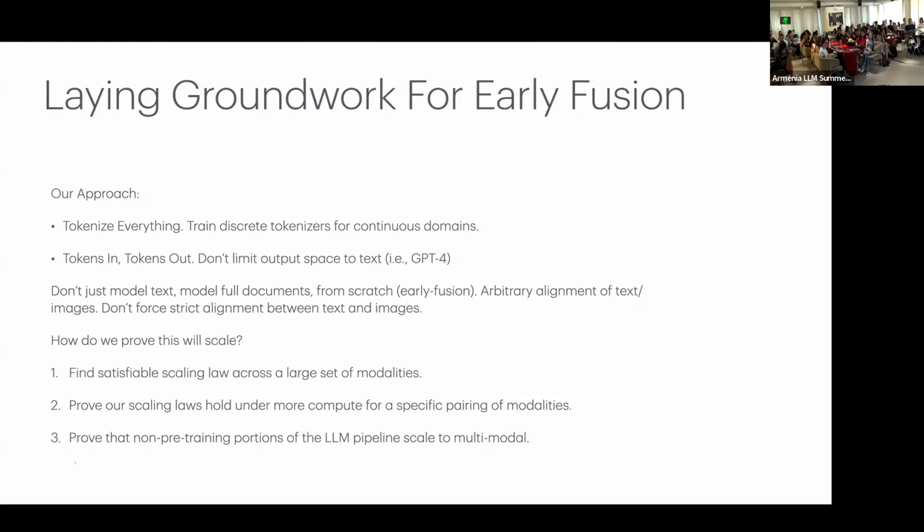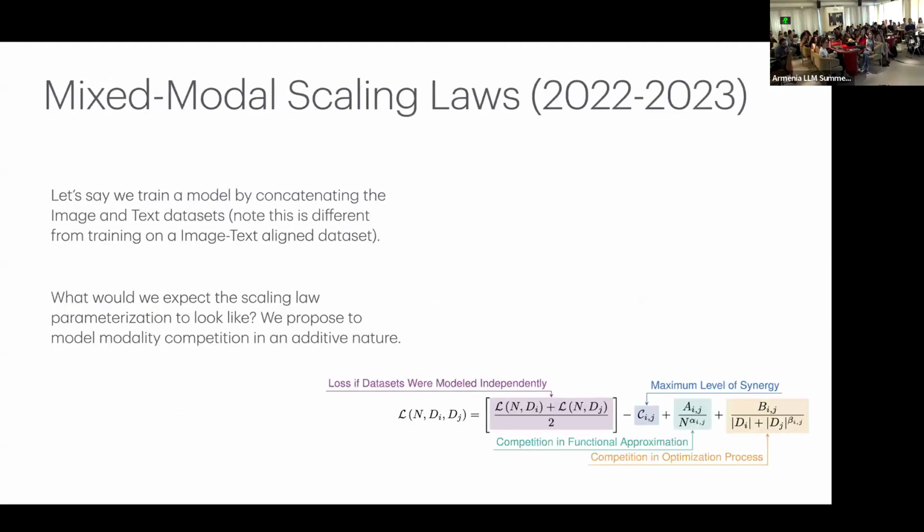Just a very niche technical one, what was Bij in the original equation? I think it has the same meaning, yeah. So like for the competition in the optimization process.